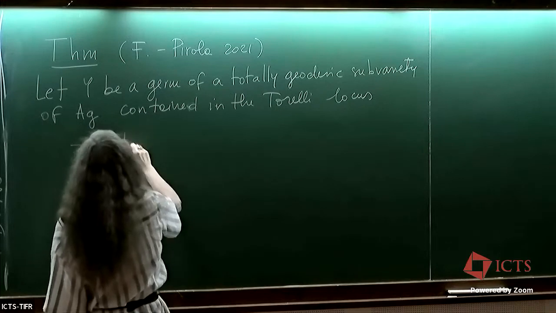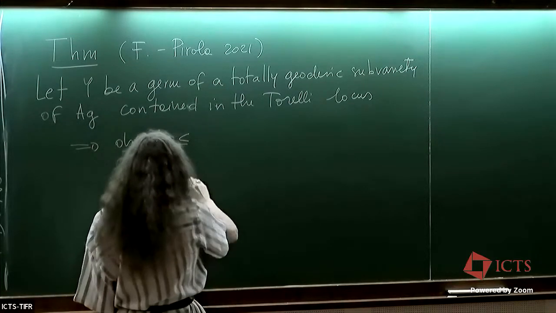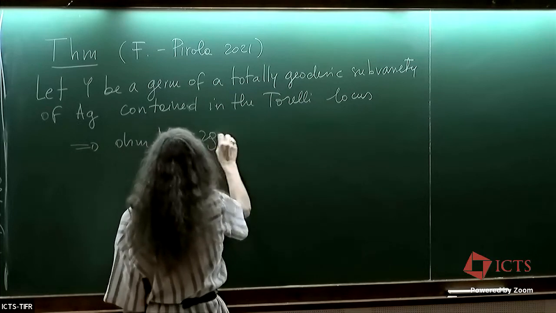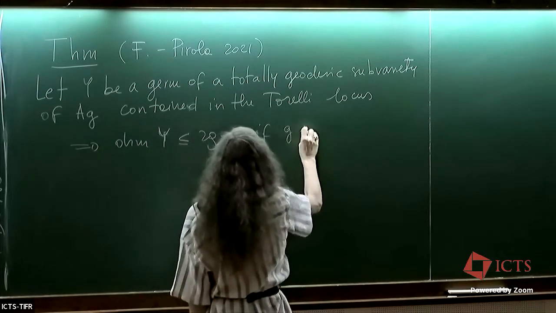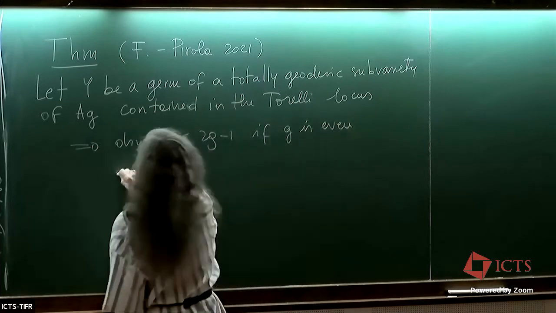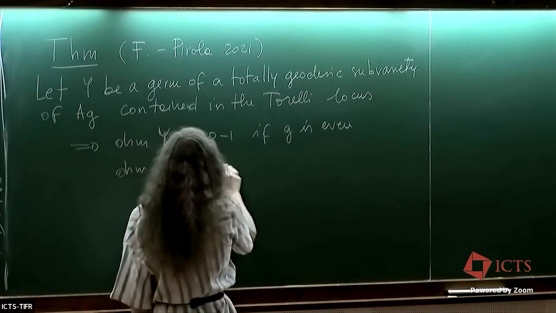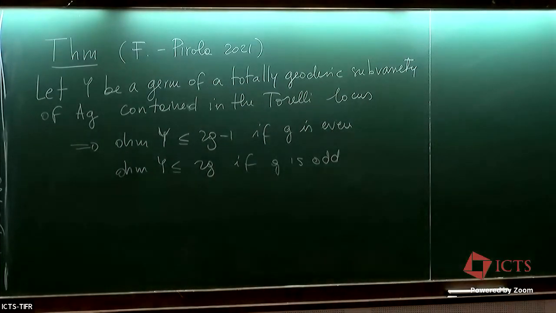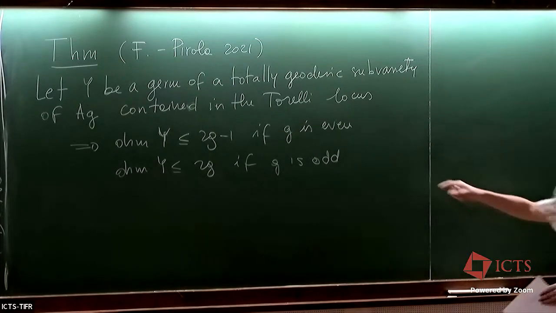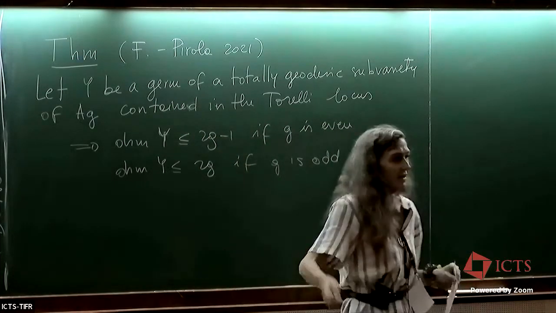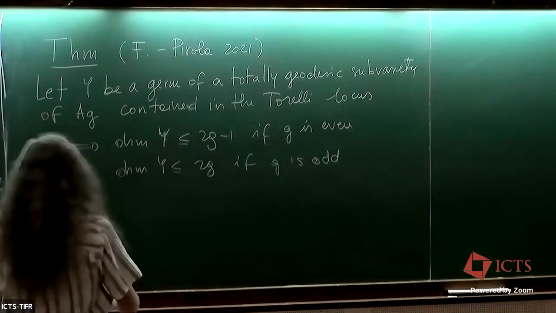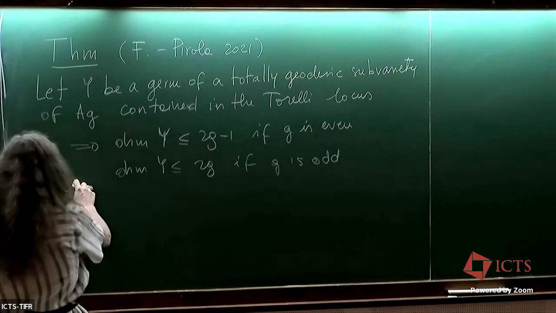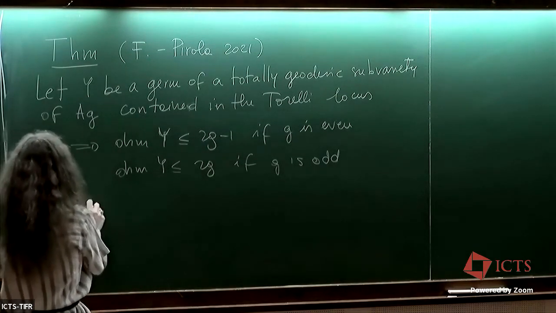Then the dimension of Y is less than or equal to g minus one if g is even, and, or the other way around, I think it's this one. Okay, let's check. Yes, since the computation is local, I just set a germ, but okay, so this is the dimension. This result is based on previous results.